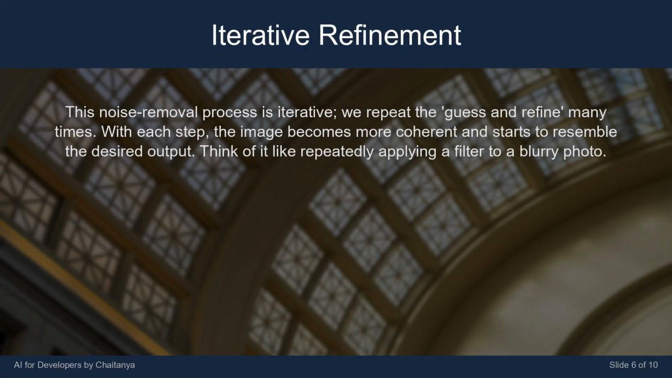This noise removal process is iterative. We repeat the guess and refine many times. With each step, the image becomes more coherent and starts to resemble the desired output. Think of it like repeatedly applying a filter to a blurry photo.